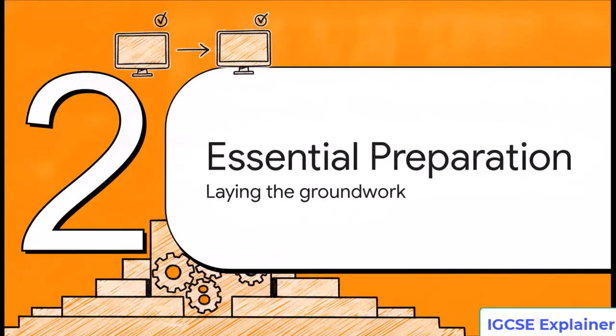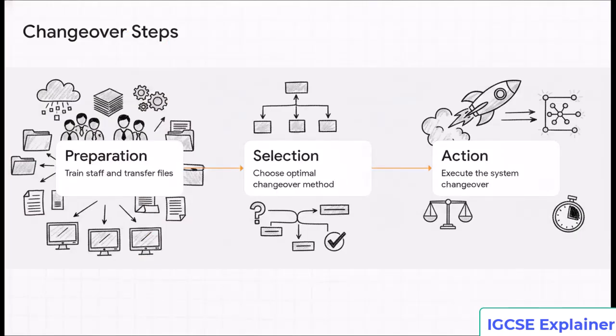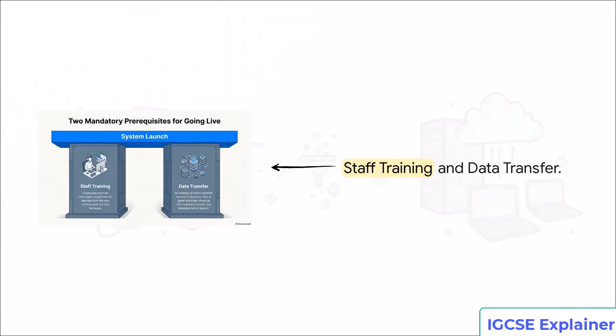Moving right along to Section 2, essential system preparation. Laying the groundwork. The whole architecture of implementation breaks down into 3 core phases. Preparation to get your people and data ready, selection to choose your changeover method, and action to finally go live. Right now, we're going to zero in on that completely vital first phase, preparation. Because before any system can launch, it rests on 2 massive mandatory pillars.